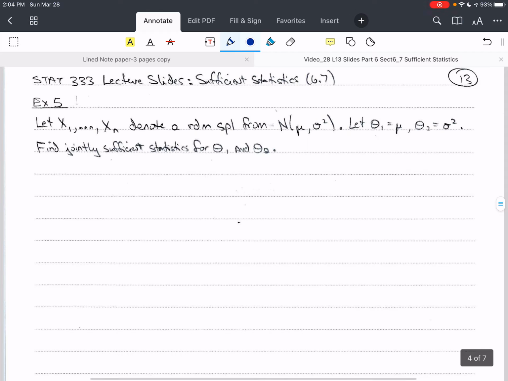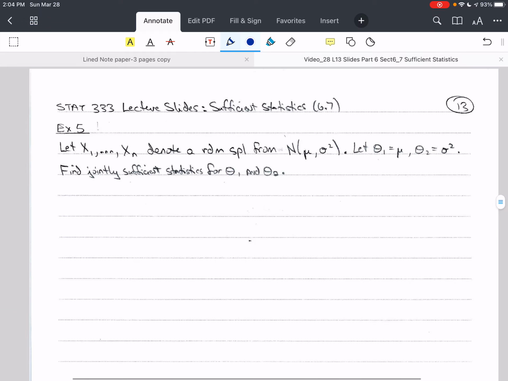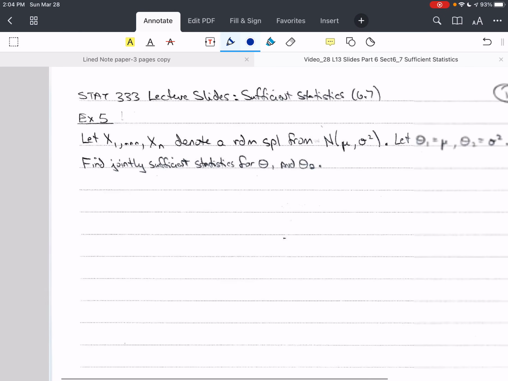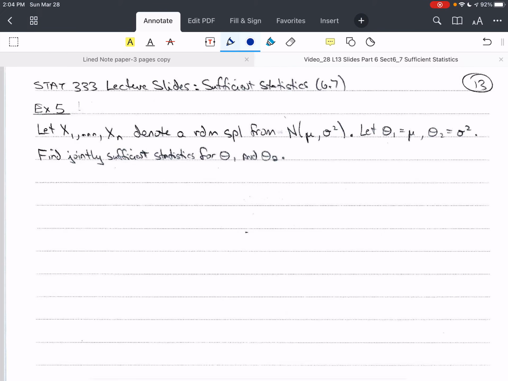So let's do example 5. We're going to do the most important example that we can. Let X1 to Xn denote a random sample from a normal distribution with mean mu and variance sigma squared.